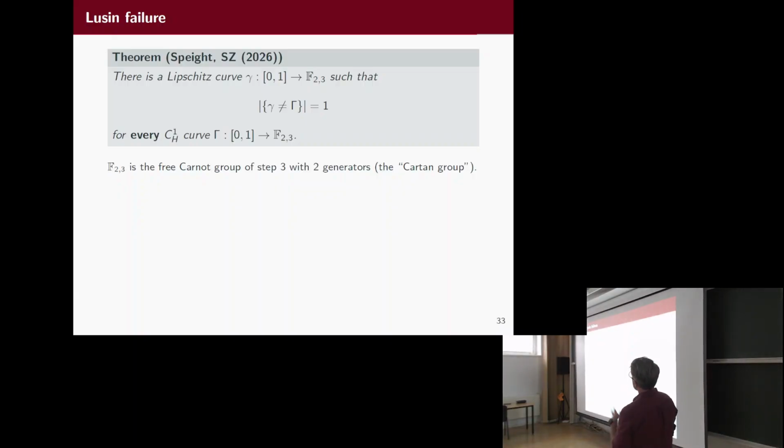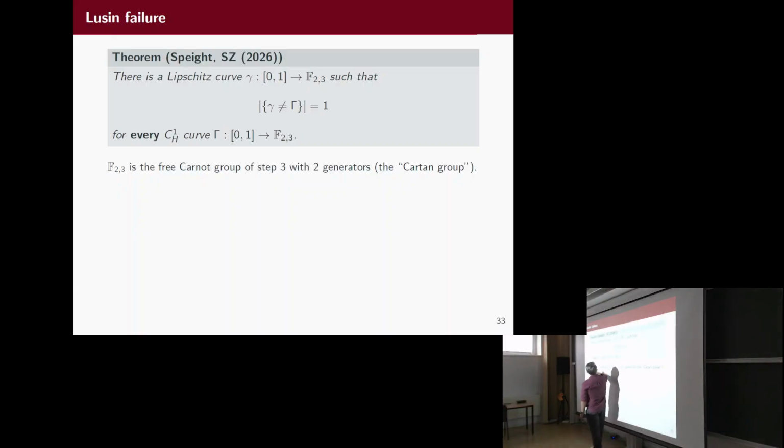So I say 2026 because the preprint is on arXiv, is it? Yes. Still submitted. But there is a Lipschitz curve into what's called the free Carnot group of step 3 with 2 generators, so that every smooth curve you pick, where their domains overlap, has measure 0. They are different almost everywhere in the domain. That's what it's saying. There is a Lipschitz curve so that no matter what C1 horizontal curve you pick, they're going to be different almost everywhere.